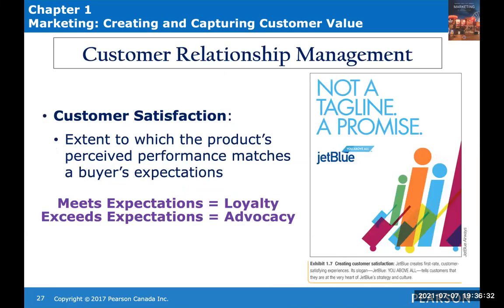Customer satisfaction is the extent to which the product's perceived performance matches a buyer's expectations. In other words, the buyer has a certain perception and the customer is satisfied when it meets or exceeds that expectation. When it meets the expectations, they consider it to be loyalty, and when it exceeds expectations, they consider it advocacy, because now, in most instances, you're going to refer that brand to someone else, or that product to someone else, or that service to someone else.